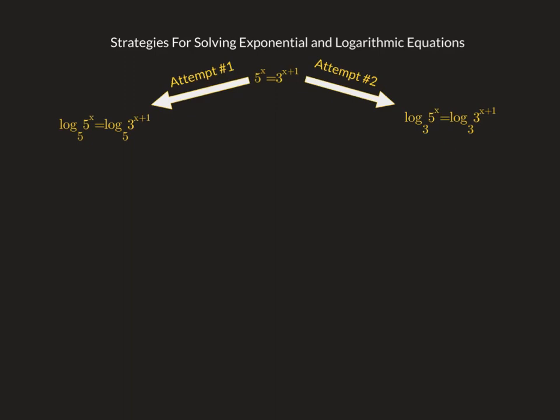All right, step 1 on both sides. So on the left, you've got log base 5 of 5 to the power of x. Well, these are inverses of each other, so we're just going to say that equals x. On the right side, the same thing, but it's on the other side of the equation. So log base 3 of 3 to the x plus 1 will just equal x plus 1.